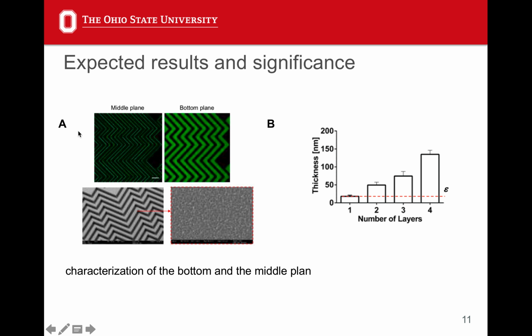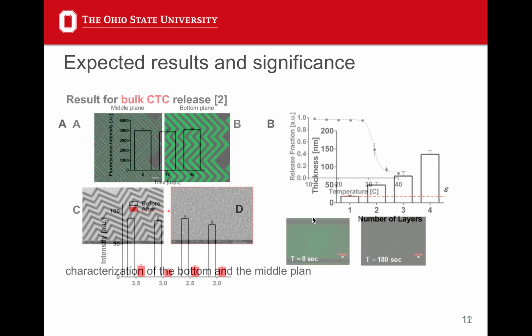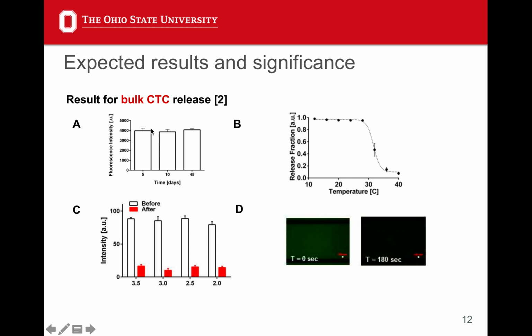In these results, there is the middle plane and the bottom plane of the coating on the device, and B shows the thickness of our layers. They are identical, so we eliminate the bad effect of uneven coatings. And this is for bulk CTC release.